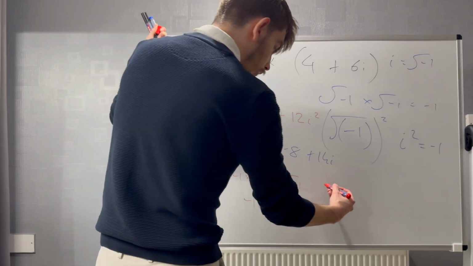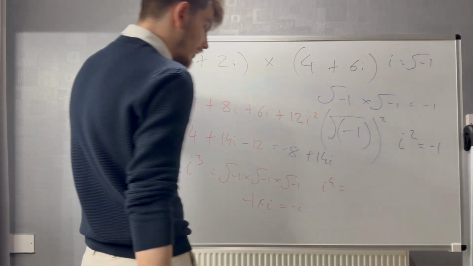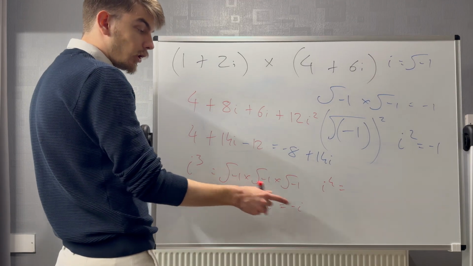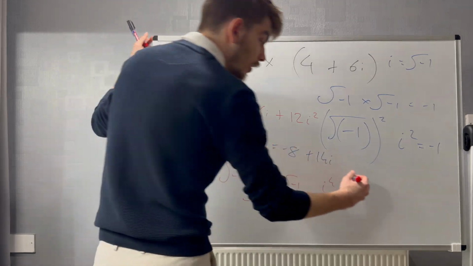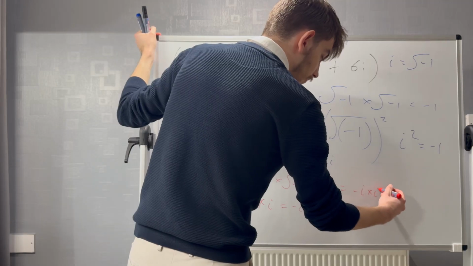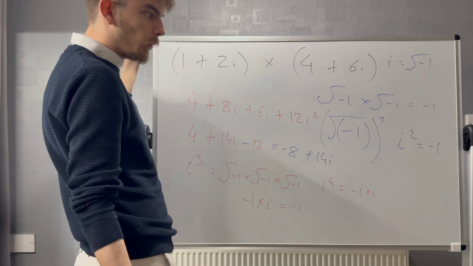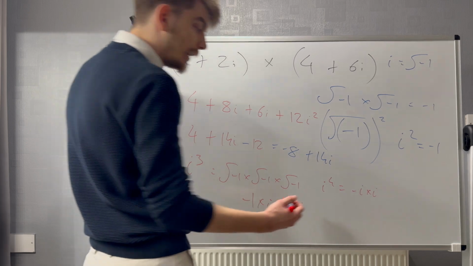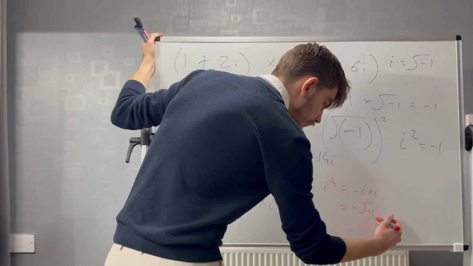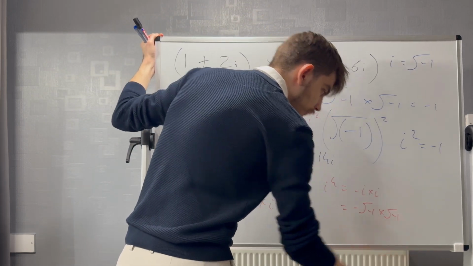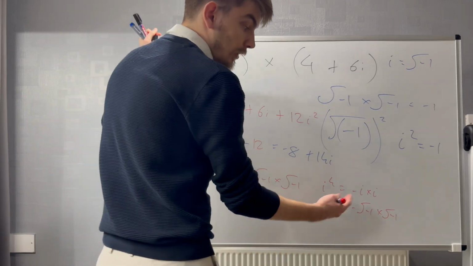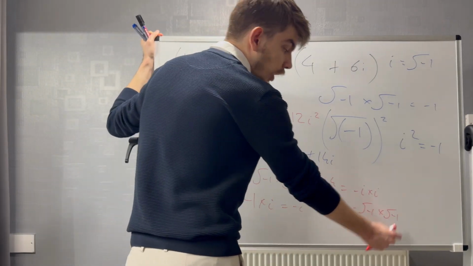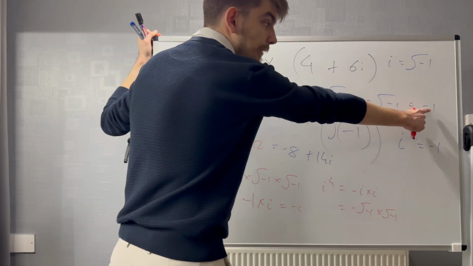What about i to the 4? Well, i to the 4, simplifying things, is i cubed times i, so it's minus i times i. Well, minus i times i is minus root minus 1 times root minus 1. Well, we know that root minus 1 times root minus 1 is minus 1.